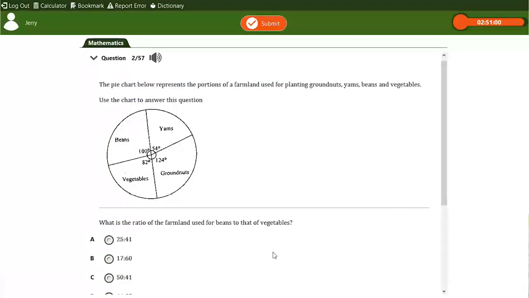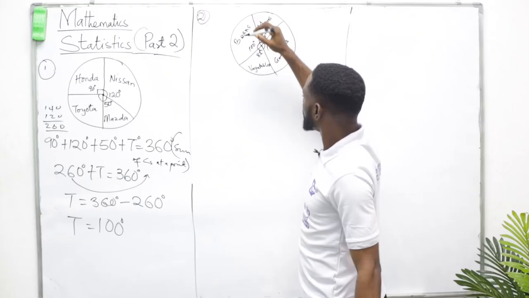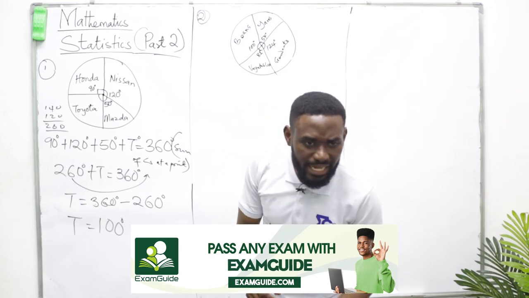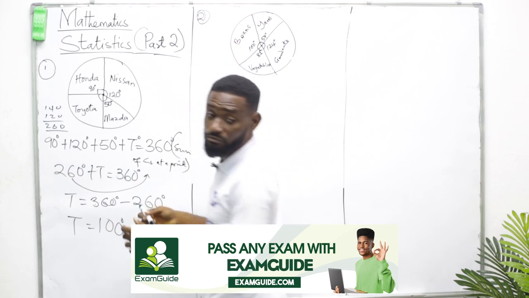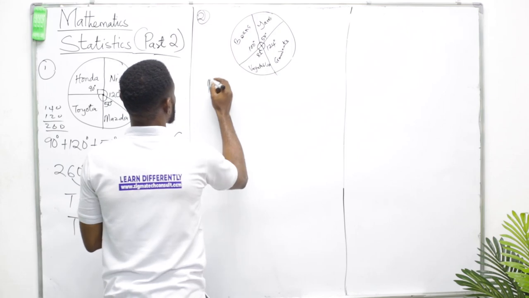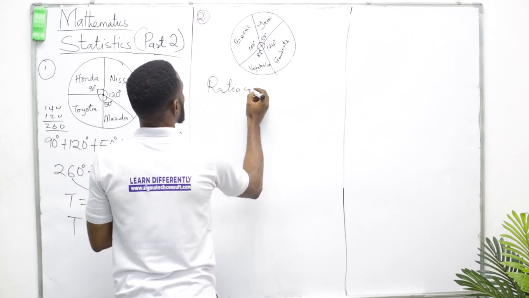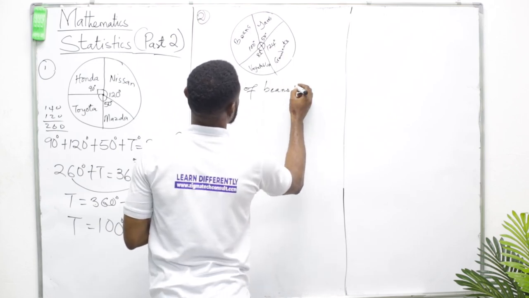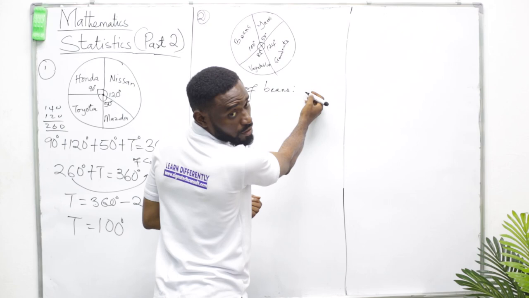So here it says, what is the ratio of the farmland used for beans to that of vegetables? Let's look at number two now. So the question is, what is the ratio of the farmland for beans to that of vegetables? So what is the ratio of beans to vegetables?